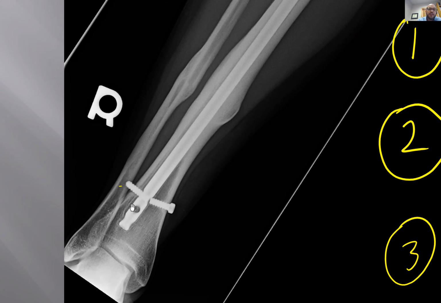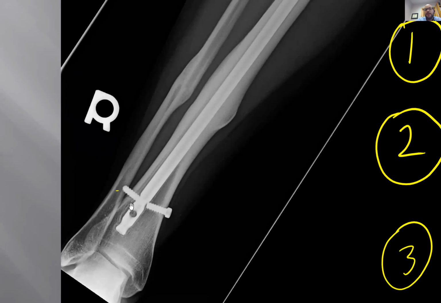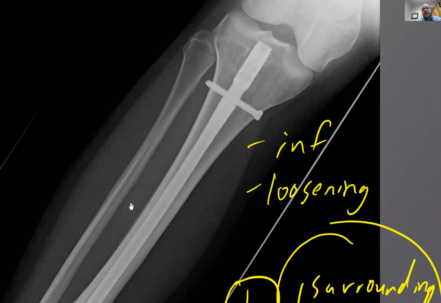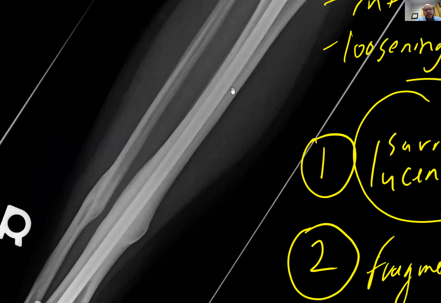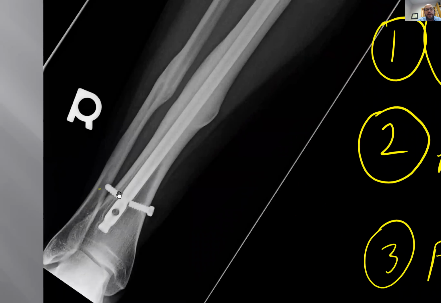Now, you say, isn't there a little lucency right around there too? Well, maybe you go up to the top, and that looks better up here. So maybe just a tad of lucency down here. Not much, but I maybe question it. But then there's a broken screw. And by the way, the pain is right here. So I would say it doesn't look infected, doesn't look fragmented. It's not buried, but there's a fracture of the screw.